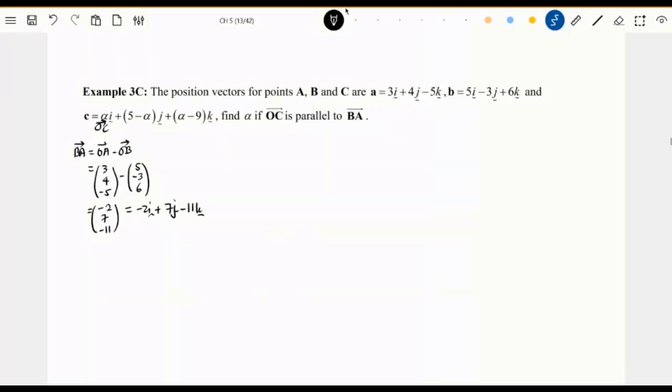Okay. So by properties, kita tahu kalau dia kata OC is parallel to BA, by scalar product properties, it means we're going to have OC dot BA must be equal to magnitude OC times magnitude BA. So you have to compare these two parts in order to find the alpha. So kita akan selesaikan dulu sebelah kiri, baru kita cari magnitude for each one, multiply, baru kita akan combine dekat sebelah sini. Okay, so we find the OC dot BA.